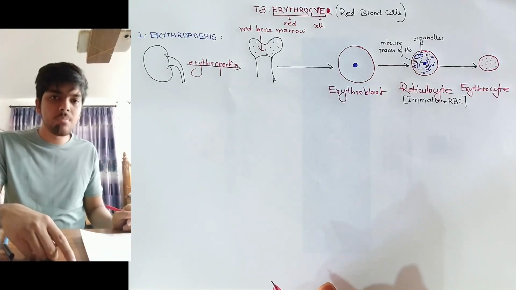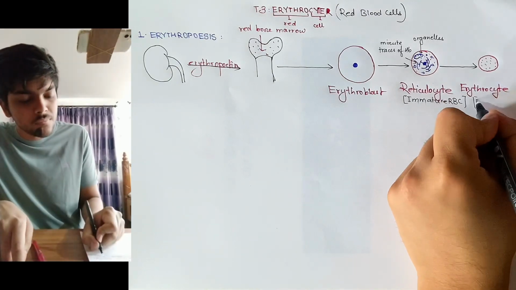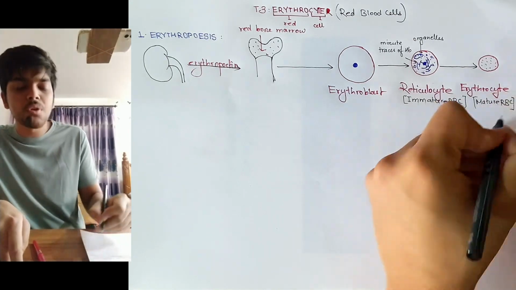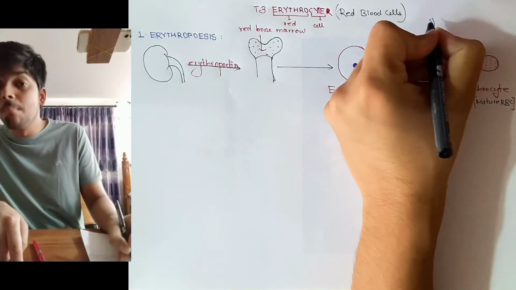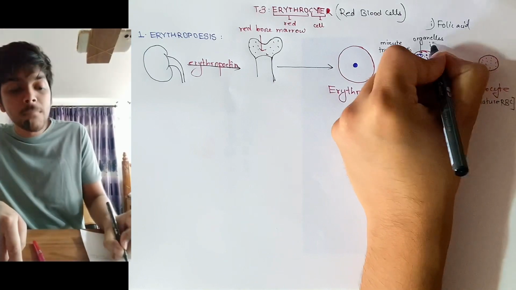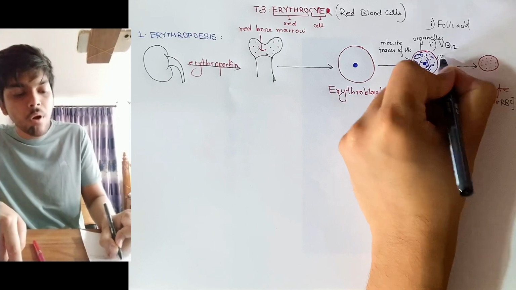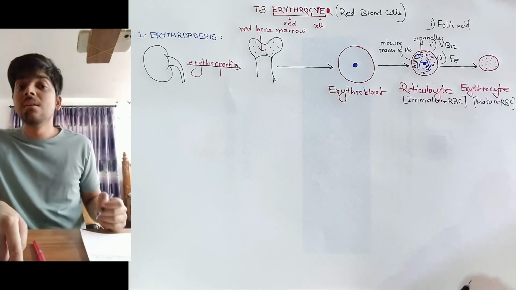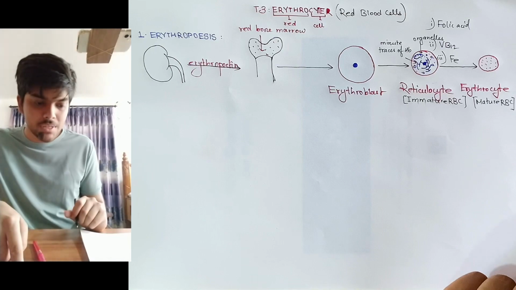Reticulocyte is the immature RBC which gets matured to form your mature RBC. Here's your mature RBC. But for reticulocyte to mature, your body must contain a few things. Number 1, your body must have folic acid. Number 2, your body must have vitamin B12 or cyanocobalamin. Number 3, your body must contain iron. Deficiency of any of these can stop the process of erythropoiesis, or the process of mature RBC formation.